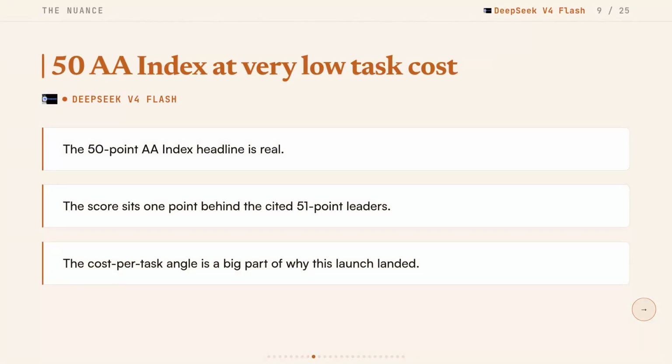Now, 1 point off the leaders sounds tight, and it kind of is. But the cost angle is what makes this score actually interesting. You're getting frontier-adjacent intelligence at 60% lower cost per task, and for high-volume work where you're paying per call, that spread is the whole decision.